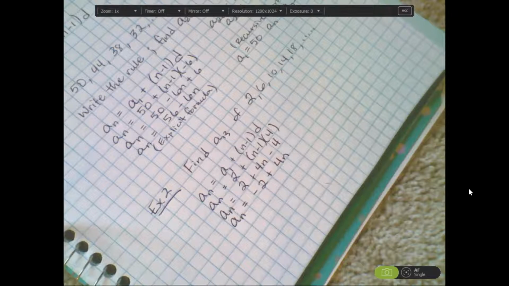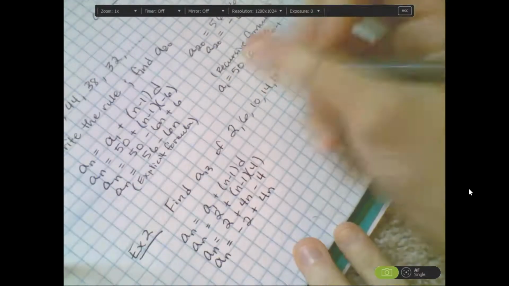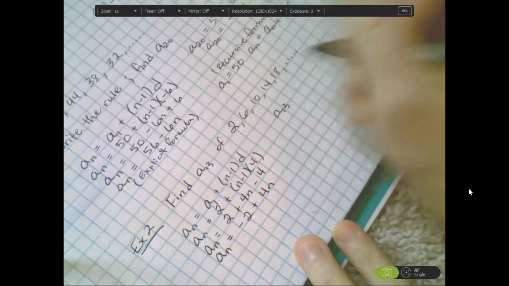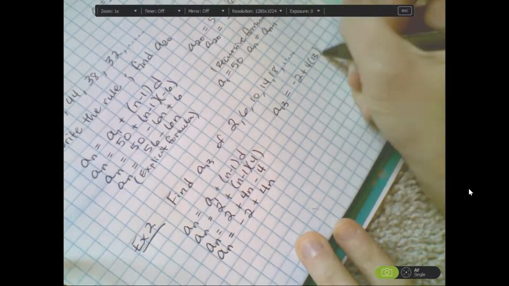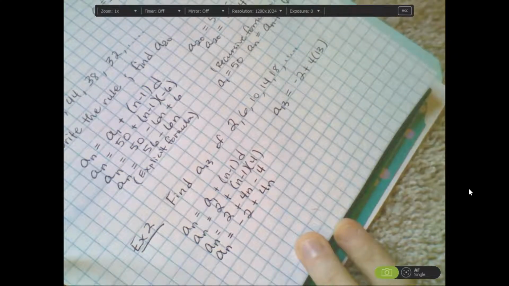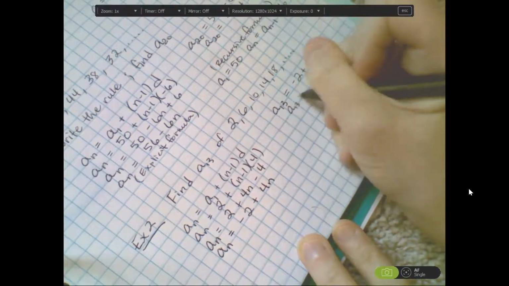And then we wanted the 13th term. So 4 times 13 minus 1. I think our 13th term should be 50, I believe.